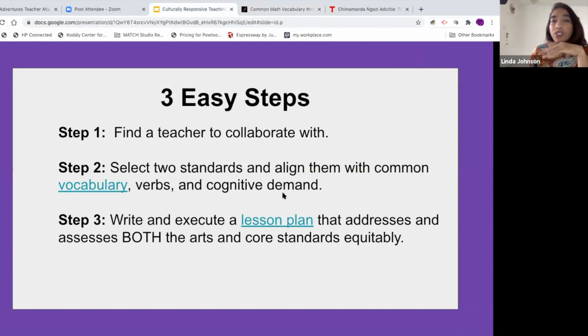So once you've got your two standards and you align them, then you're going to have to write and execute a lesson plan that addresses and assesses both the arts and the core standards equitably. Notice it addresses them and assesses them.